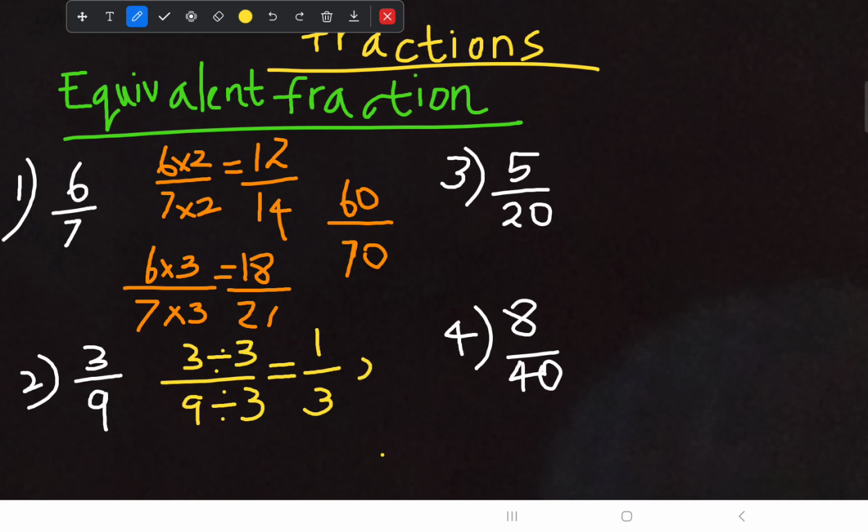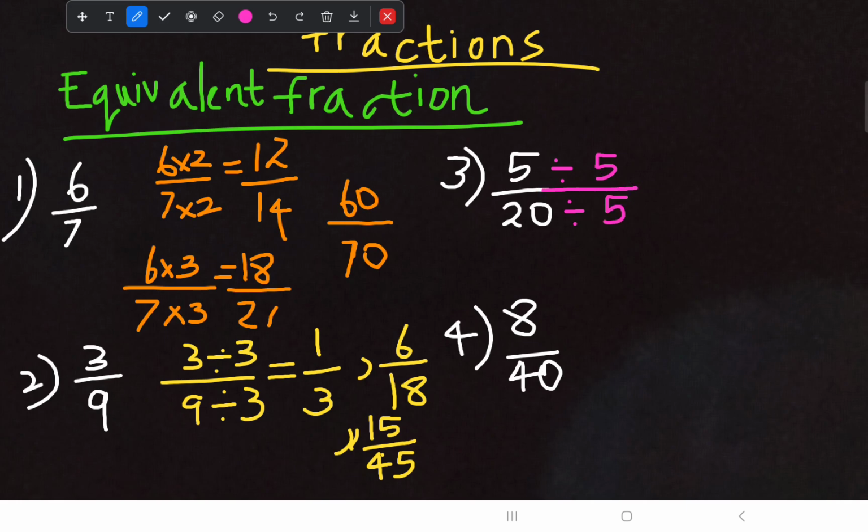Other than that, we can multiply both of these by the number 2, giving 6 upon 18. When I multiply both by the number 5, 3 5s are 15 upon 9 5s are 45. For the next one, 5 upon 20. Here also it's possible to divide both of these numbers by 5. When I divide, it will give you 1 upon 4. I am not saying you must find exactly this answer, but this is also a possible one.